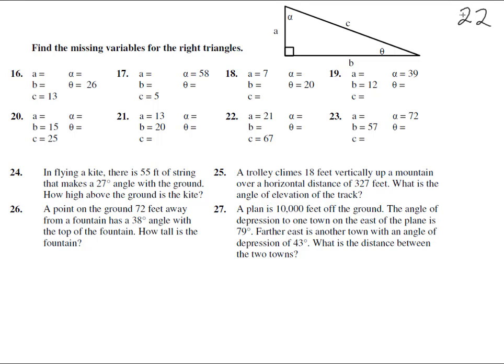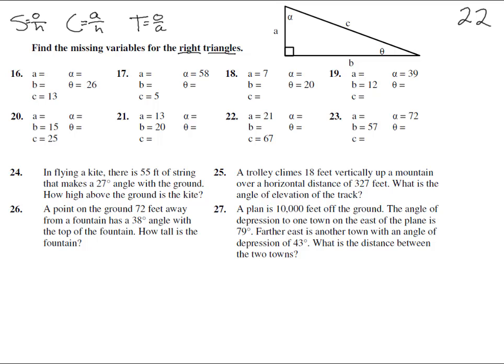Here we are on page 22 with the solutions to number 16 through 27. It says find the missing variable for the right triangles. And since it's got right triangles, we are going to use SOHCAHTOA. Sine is opposite over hypotenuse, cosine is adjacent over hypotenuse, and tangent is opposite over adjacent. So those will be our basic things that will give us equations to solve here. So let's get to it.